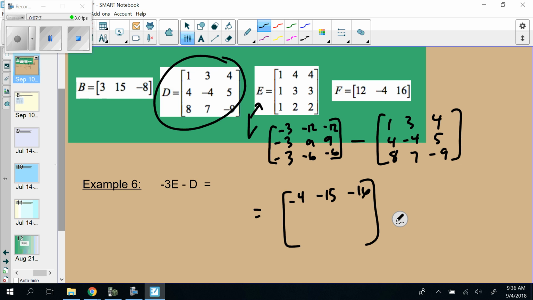-16, -7. Be careful with this middle one now. You're minusing a negative, so it's actually like adding, would be 13. You got 9 minus 5 is going to give us 4. -3 minus 8 is -11. -13. And again, minus a negative with this last one is going to give us +3. And so that would be the resulting matrix there.